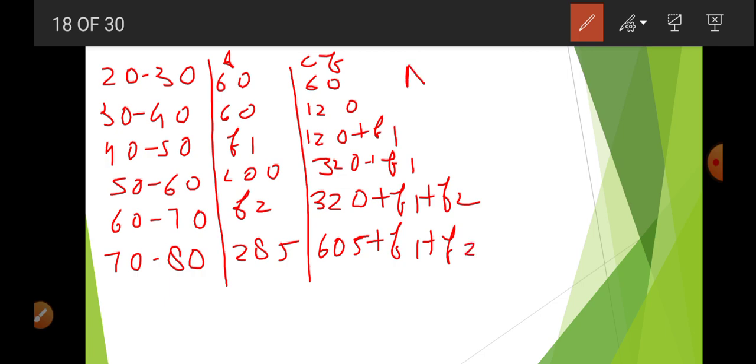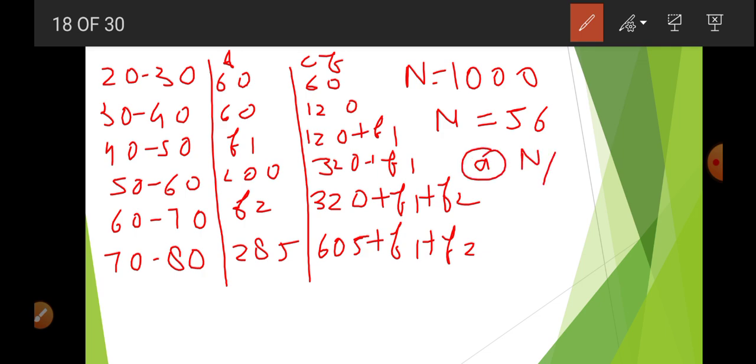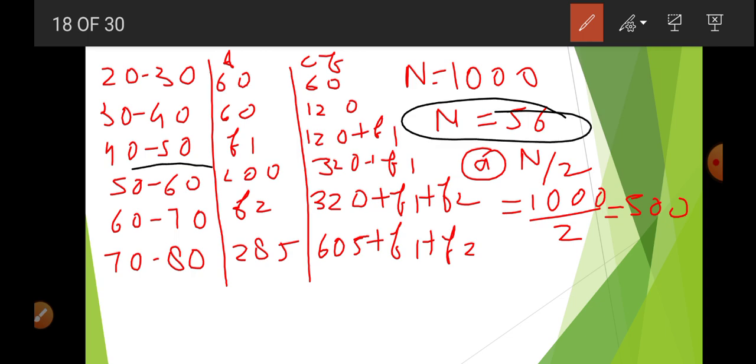In the question, the value of n is given 1000 and M is given 56. So we are going to make use of the first equation, n upon 2, yani 1000 upon 2. So what will it be? It will be 500. 500 will lie in which? Here we are not going to search in this way. M is given 56. So yani M will be in the range of 50 to 60. In front of it is given 200. So this will be f, and before that this will be CF.